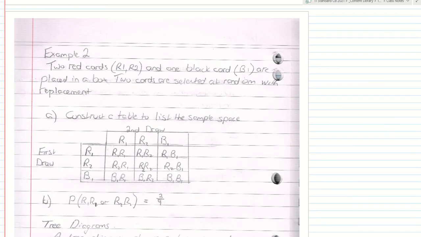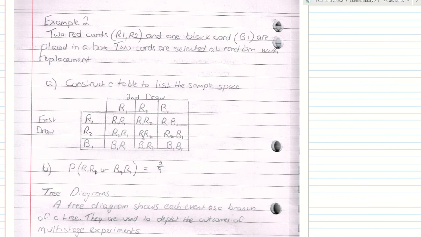Okay, let's have a look at example 2. 2 red cards, R1, R2, and 1 black card, B1, are placed in a box. 2 cards are selected at random with replacement. That means we put them back in the box. So we can pull them out twice. We can pull out the red one first and the red one second.